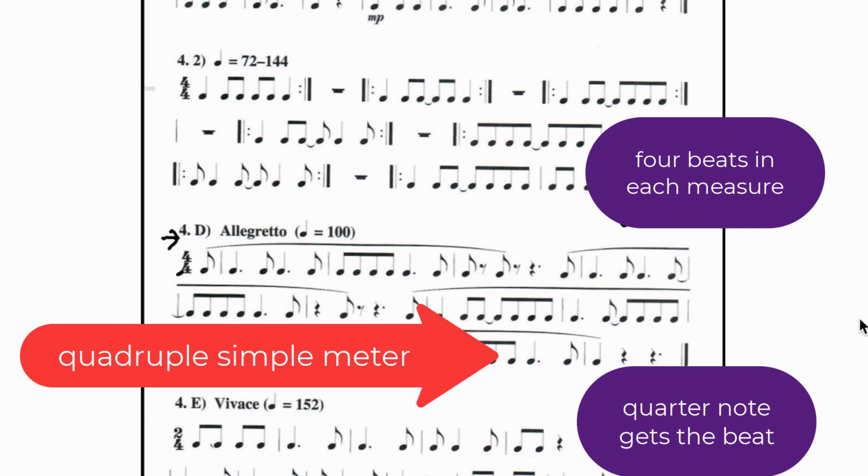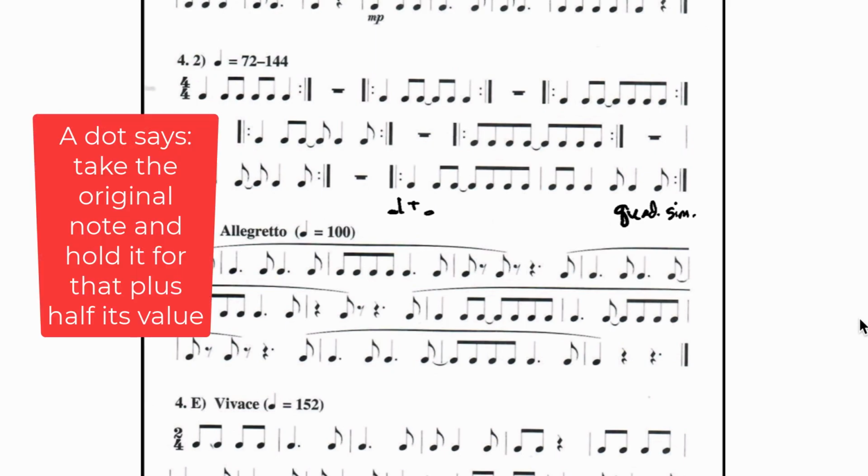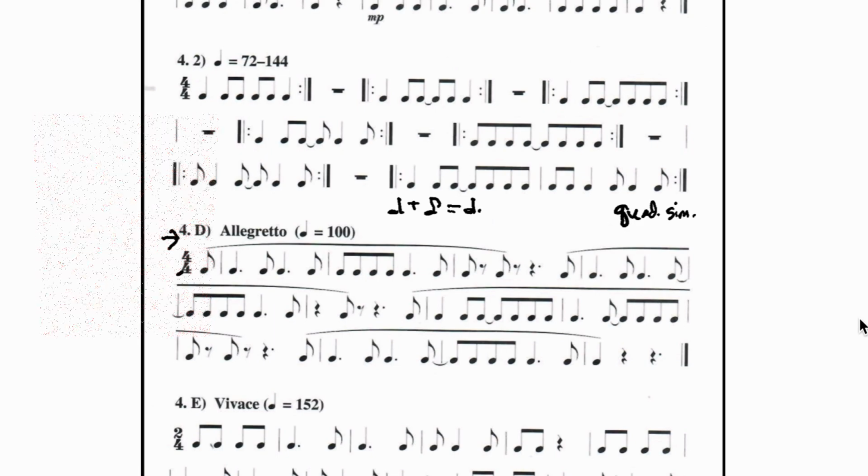The notes that have dots on them, a dotted quarter note is the same as a quarter plus half its value. The dot means add half the note value. So a quarter plus an eighth note. It's going to last longer than a beat in this time signature. So we're going to have to use some of our clever counting.